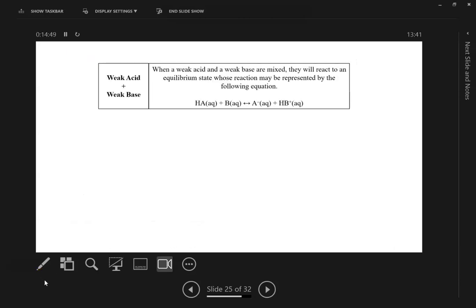All right, we're going to stop here. I was hoping to get through all of these situations in one video, but I don't think I can. We'll stop. We'll do another short video and finish up weak acid plus weak base and a few extra points.